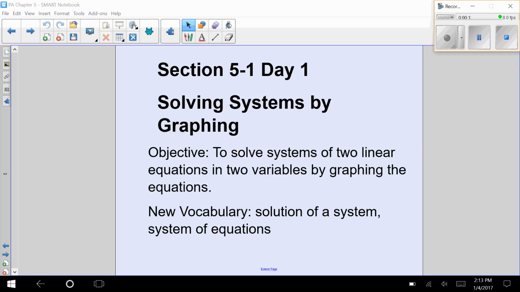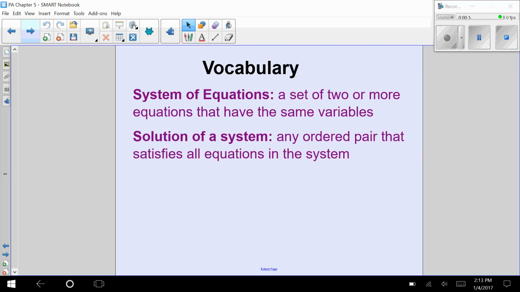Let's start with our new vocabulary. A system of equations is a set of two or more equations that have the same variables. Generally, they'll have x and y as their variables. The solution of a system is any ordered pair that satisfies all equations in the system. So it's any ordered pair that works for both equations, or all three equations, or all four.